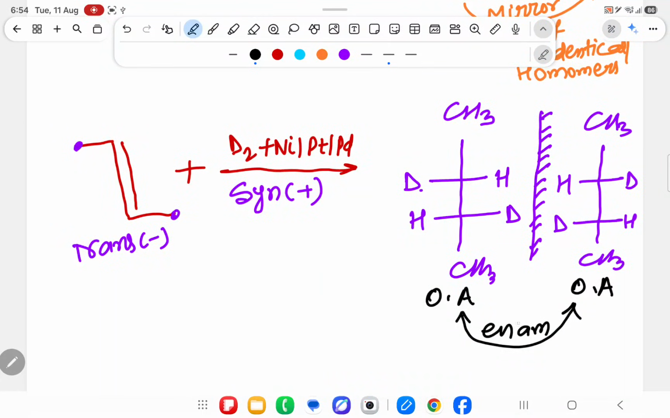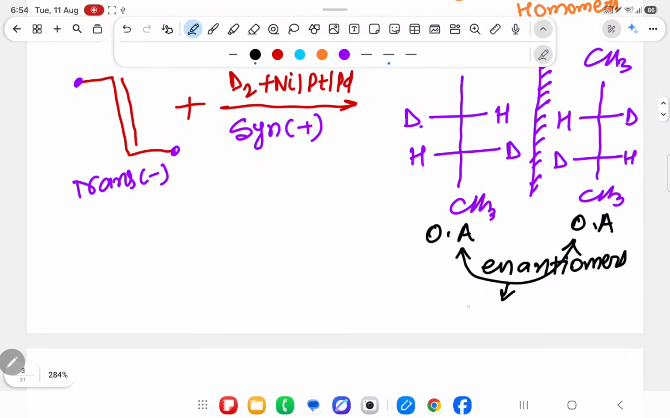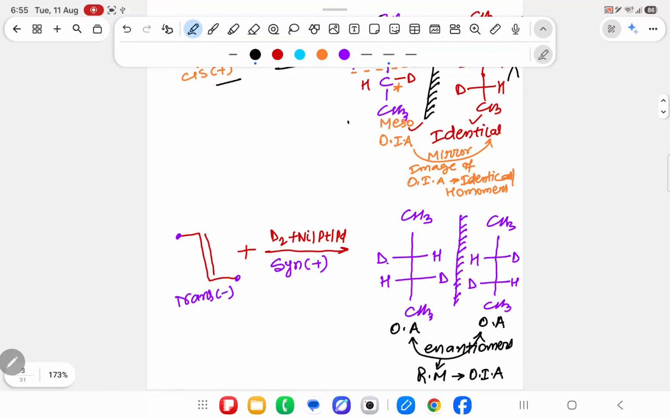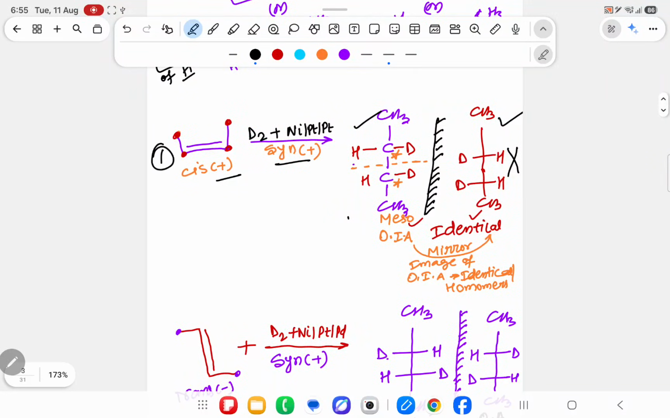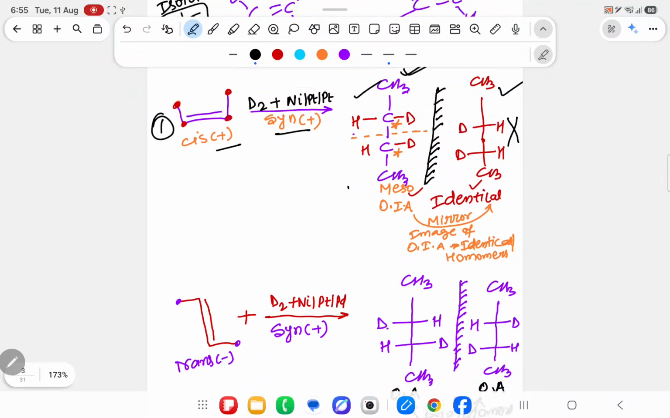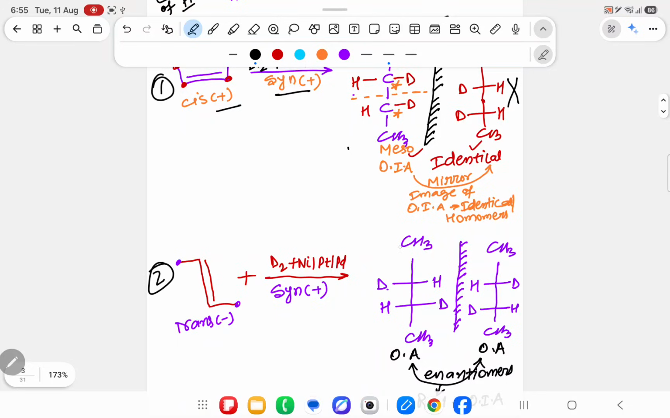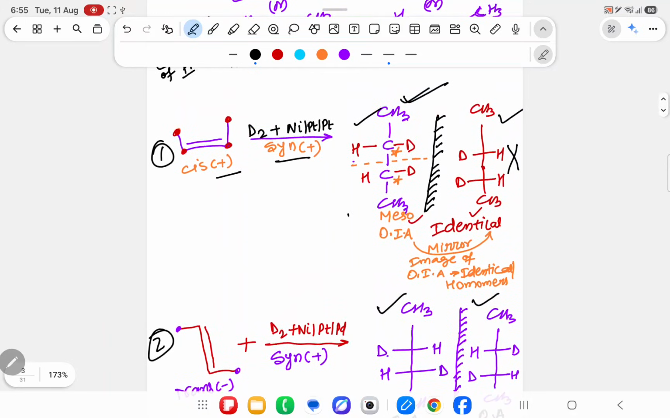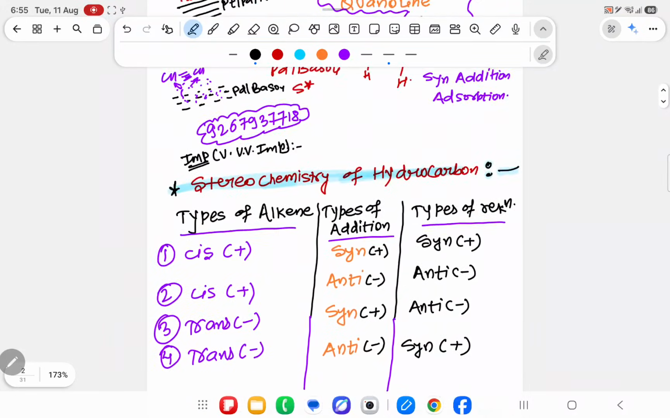Mirror images are enantiomers. Enantiomers, and an enantiomer pair will form a racemic mixture. So in the racemic mixture, the combination of both the two compounds is an optically inactive compound. It means whenever they give you this question, the answer will be only one, and whenever they give you this question, the answer will be two. One answer will be this and another answer will be the mirror image. But over here you can't draw the mirror image. Understood the stereochemistry, what I am trying to say?